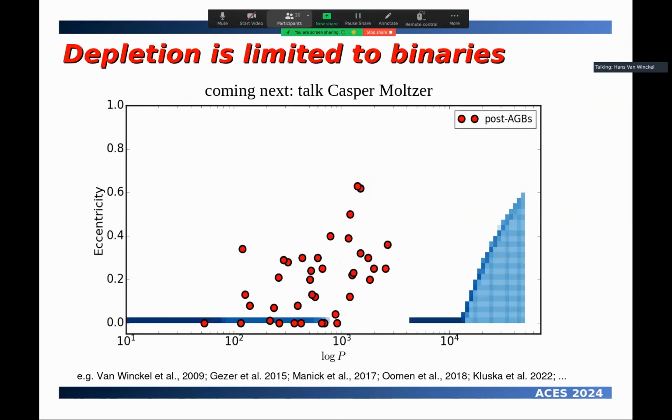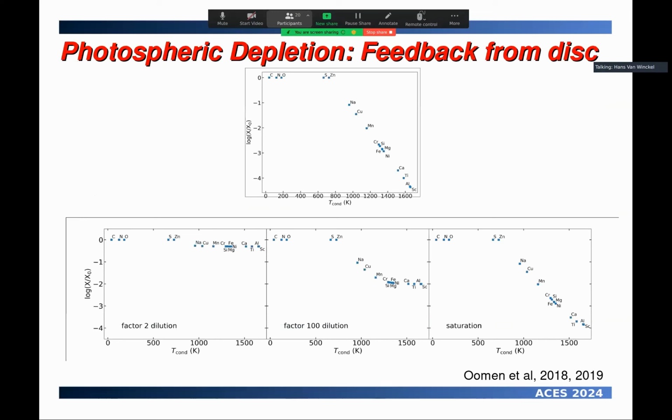And we have the next talk, which will be on Casper, on those binaries specifically and on the orbits we find, because the orbits are a bit strange with respect to what we would expect. Back to the depletion. How do we know that? So how can we model that? If the material which is accreted gives you a certain abundance pattern, so this is condensation temperature versus the abundances, this is a material that is accreted onto the central star.